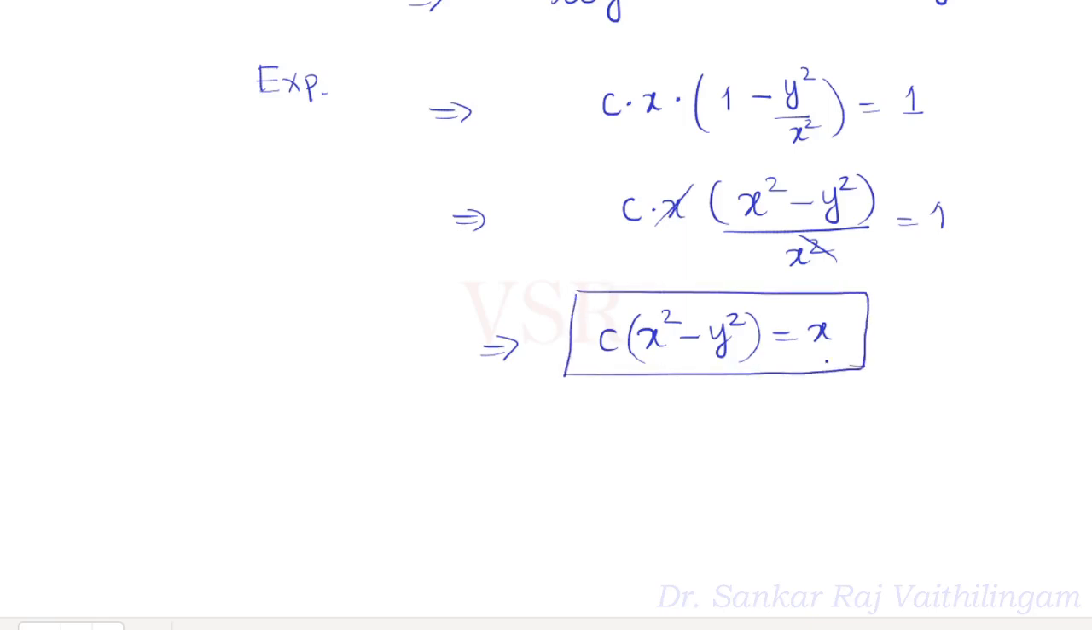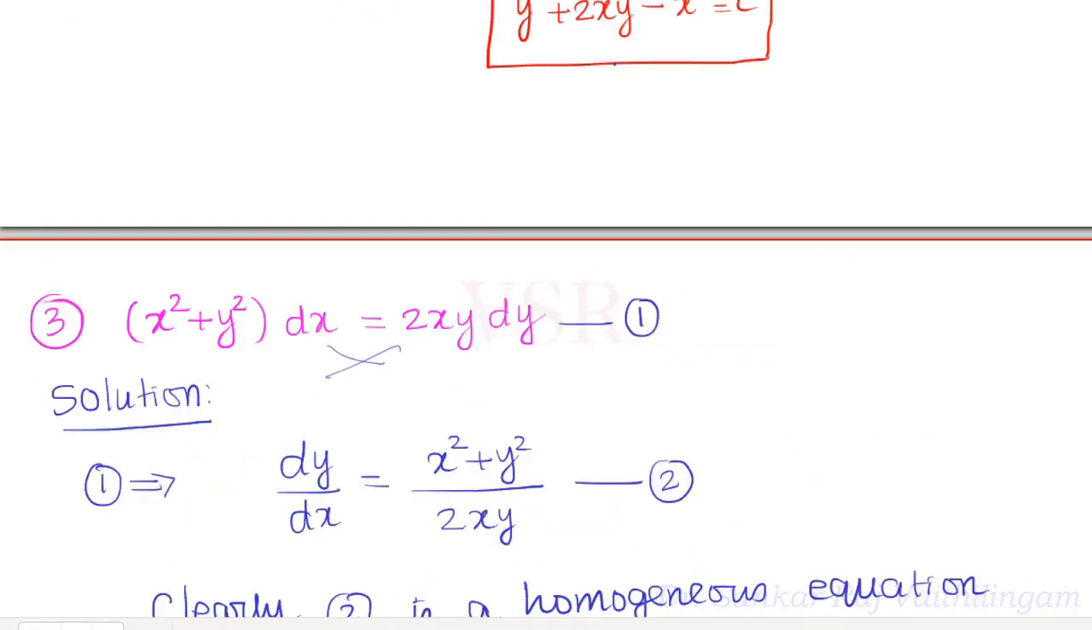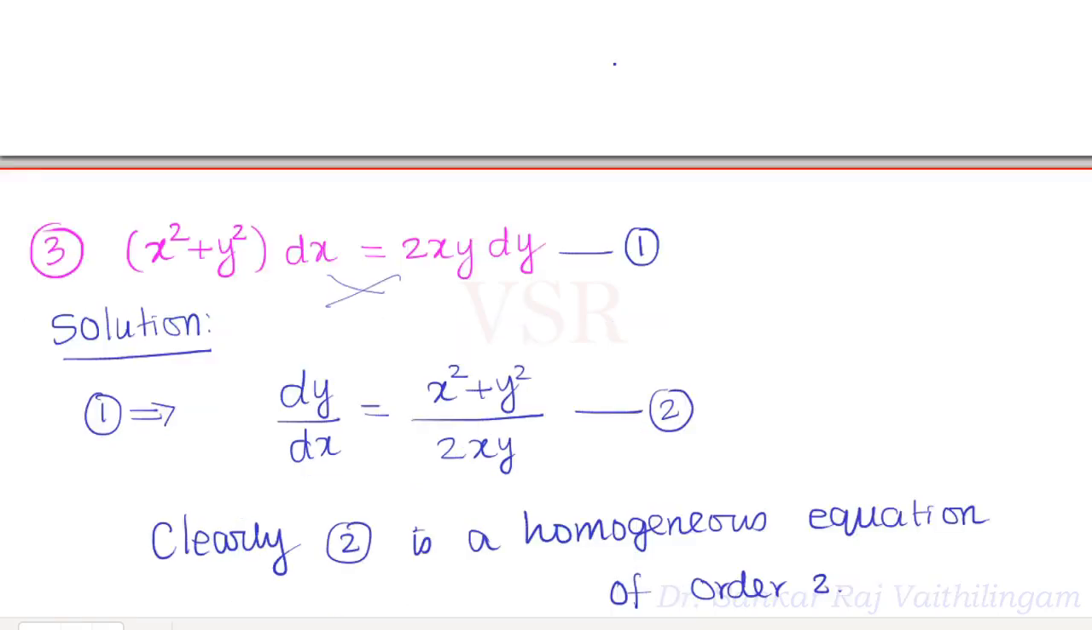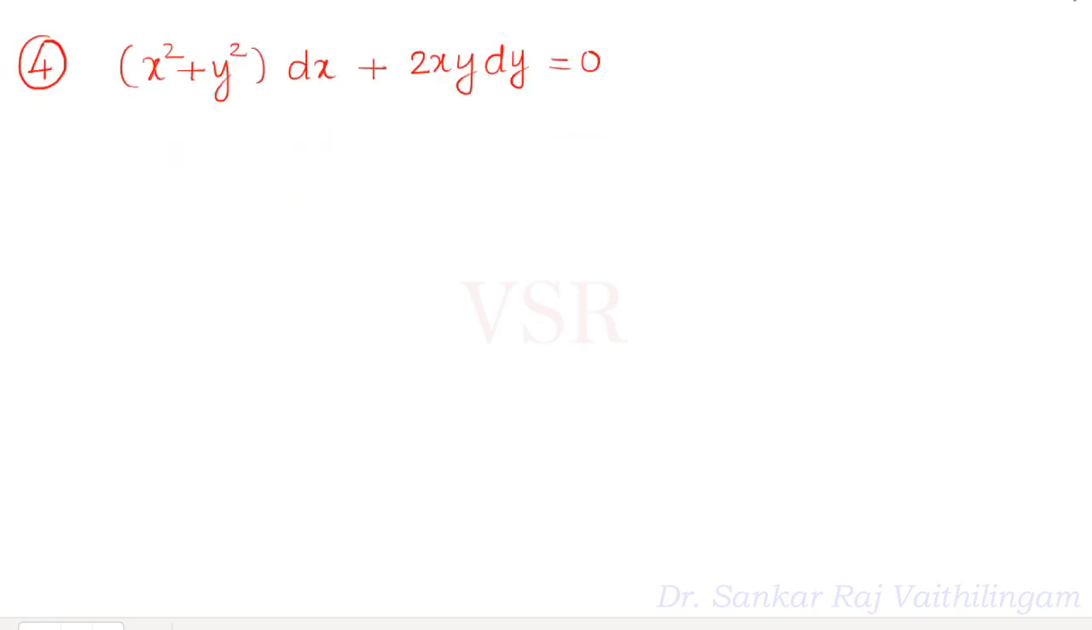So the third problem is finished. Now let us move to the fourth problem: (x square plus y square) dx plus 2xy dy is equal to 0. It looks like the previous problem, right? Only a minus sign has changed. So this is the problem, and now let us solve it.